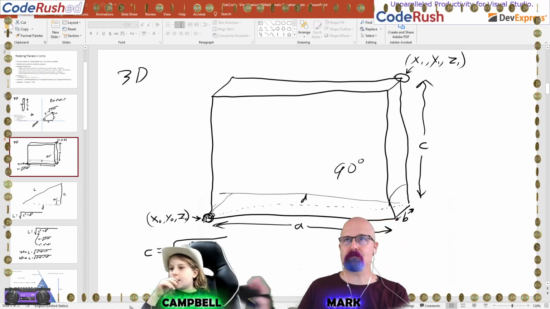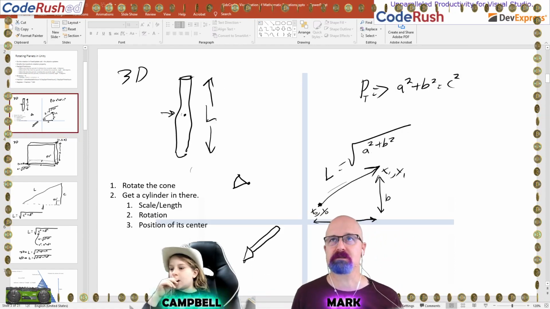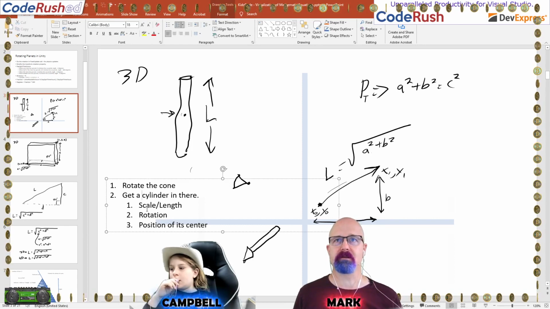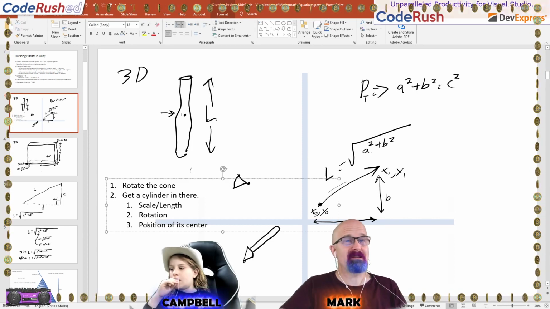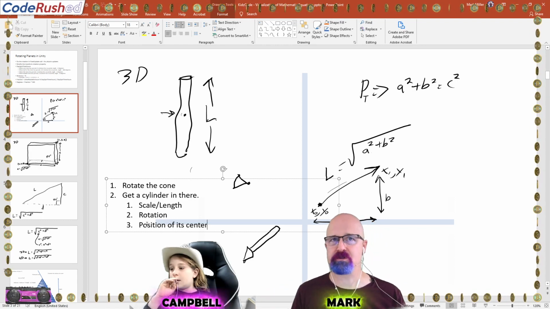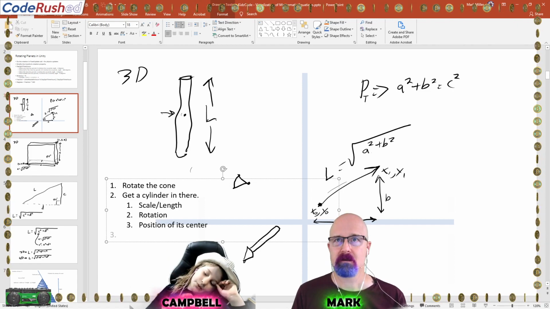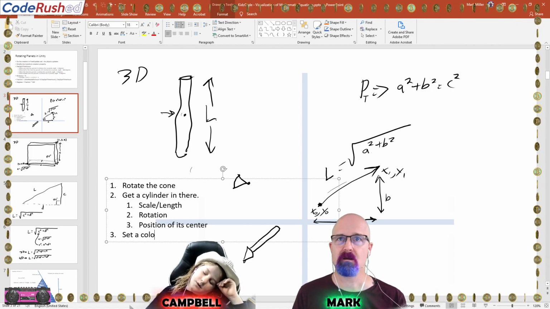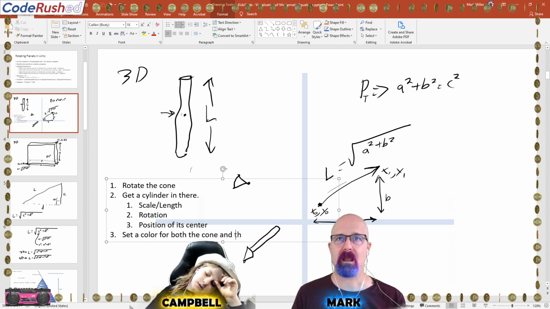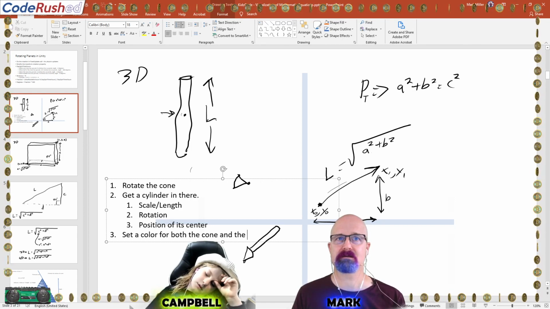Okay, so let's go back to our list of things. What do we need to do? We need to rotate the cone, get the cylinder in there, scale, length, rotation, position of the center. I think that's it. We might also, optionally, set a color for both the cone and the cylinder.